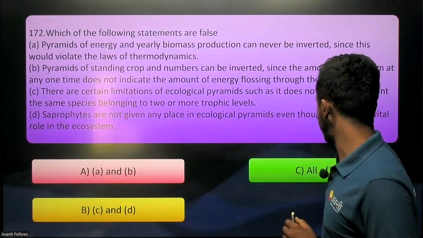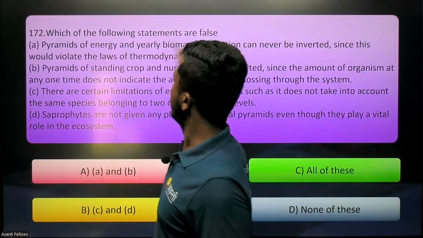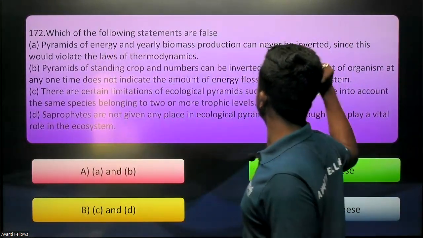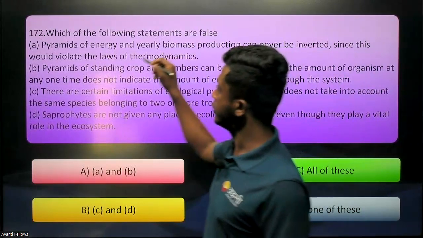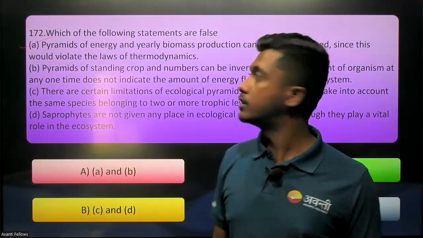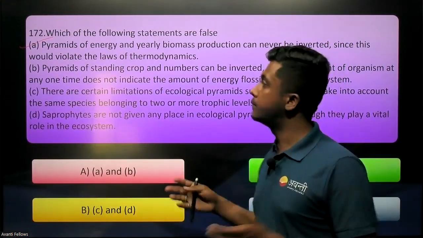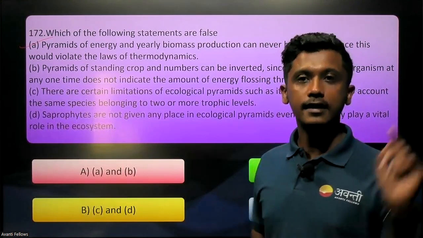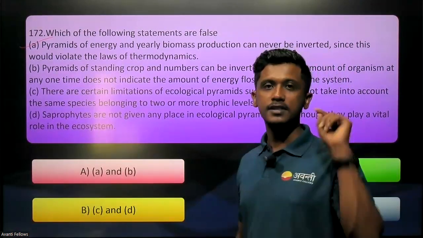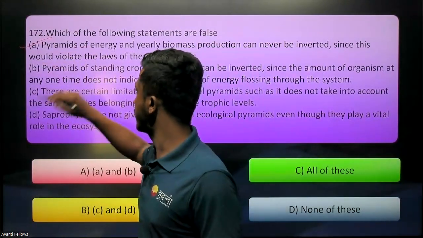So, if you look at them, first statement: pyramids of energy or yearly biomass production can never be inverted, it would violate the laws of thermodynamics. Yes, you can never invert the production levels in the pyramid because we know that energy flow according to the first law of thermodynamics is unidirectional. So that is shown here. So that is why our option is correct.